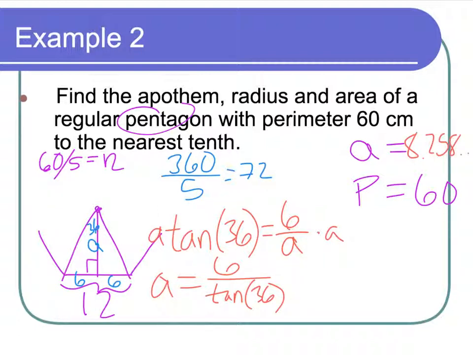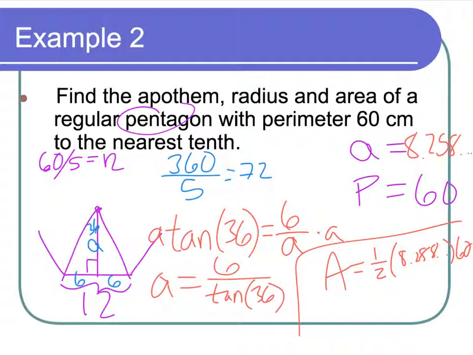258. Okay. So my area is equal to 1/2 times that 8.258 times 60. I'll plug that all in. So times, see here, boom.